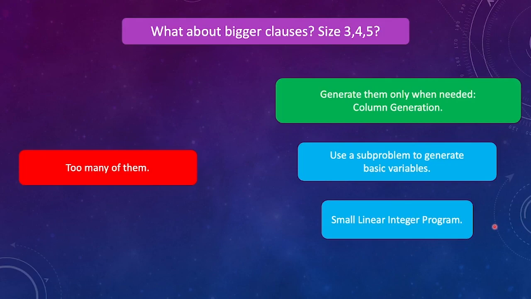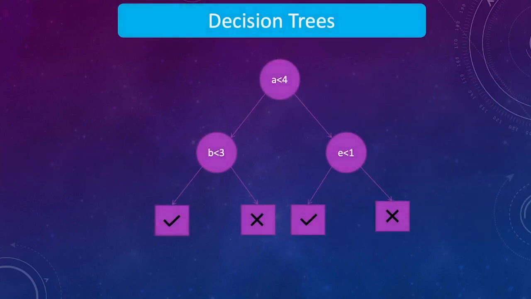So now let's talk about another application where column generation is used, which is decision trees. So what are decision trees? Decision trees are another type of classifier which looks something like this, right? We have a bunch of nodes. These are called internal nodes, and these are called leaf nodes at the end, right?